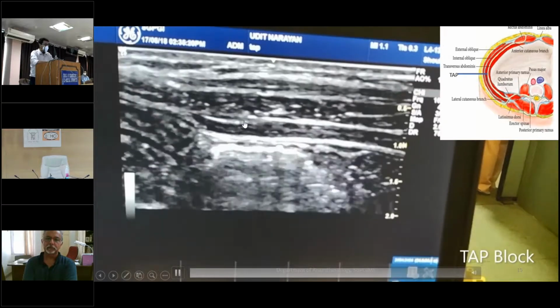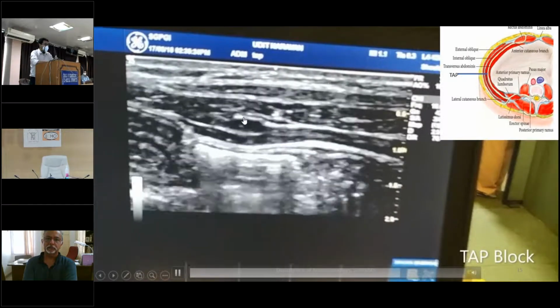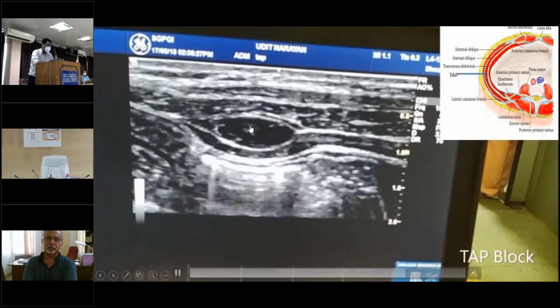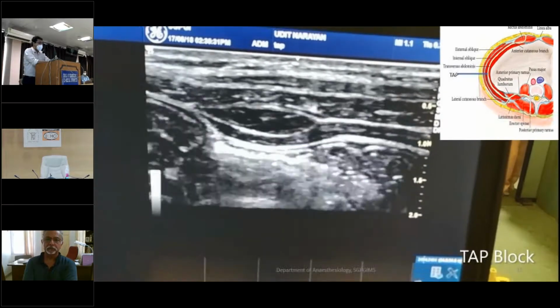We'll give a small test injection of saline. We can see the spread. We are happy with the spread. Now we'll inject 30 ml of 0.2% ropivacaine.